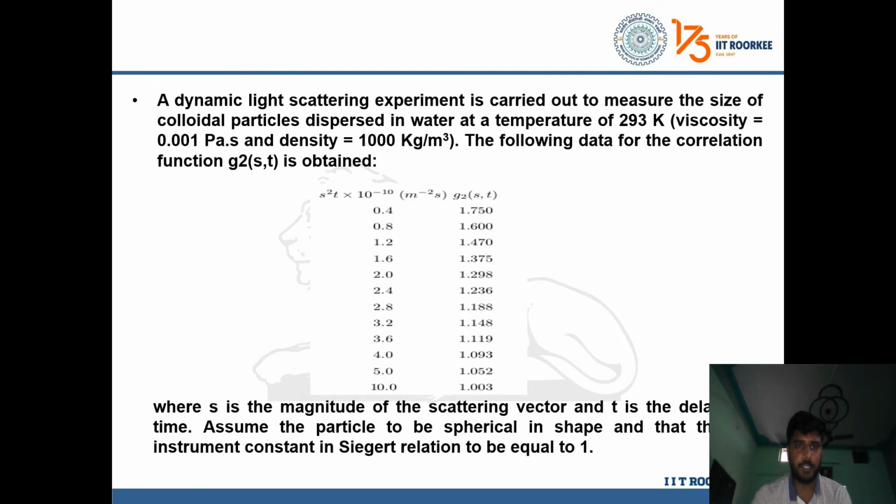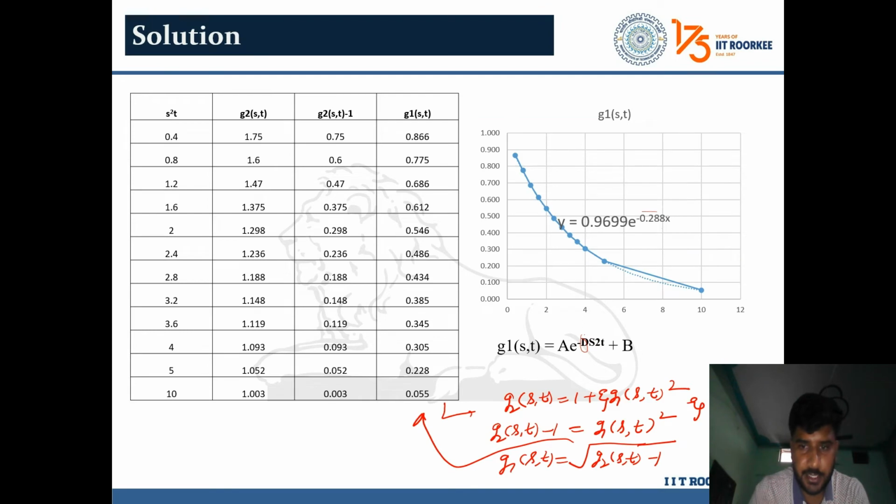This is another problem that is related to the dynamic light scattering experiment. Here the autocorrelation function is given. You are already provided the viscosity value and density value. S is the magnitude of the scattering vector, and t is the delay time. You have to assume the particle to be spherical in shape, and the instrument Siegert relation constant to be equal to 1. What is the Siegert relation? This is the Siegert relation, and this is the constant. You have to consider it as 1.